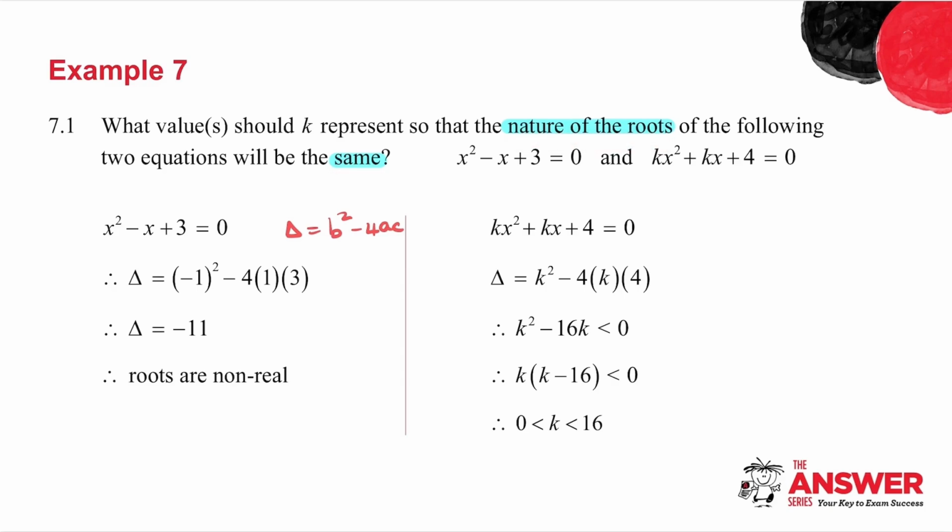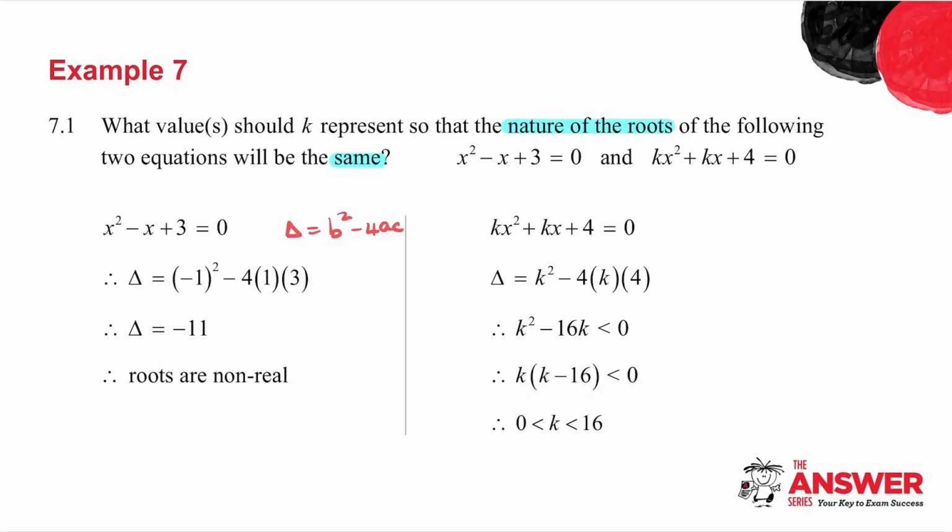So if the roots of this first equation are non-real, it means the roots of the second equation must also be non-real. So I take the second equation and work out delta from that. And I get k squared minus 16k, and delta must also be less than 0 because the nature of the roots must be the same.